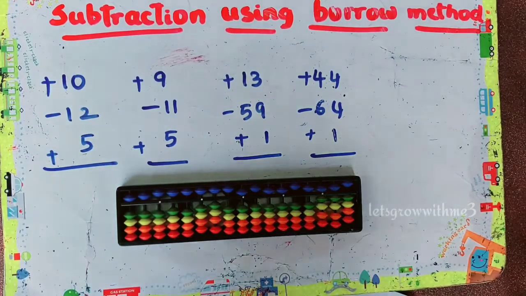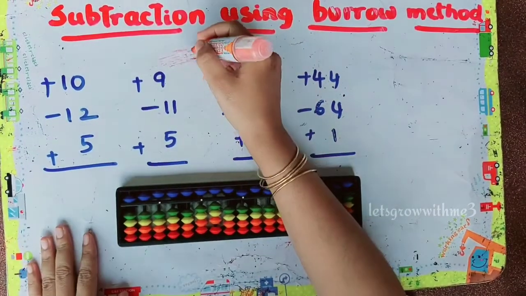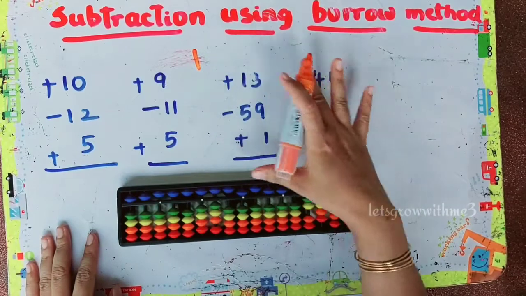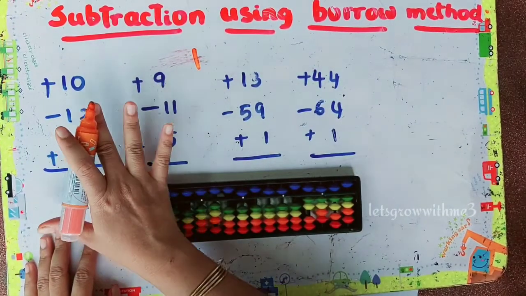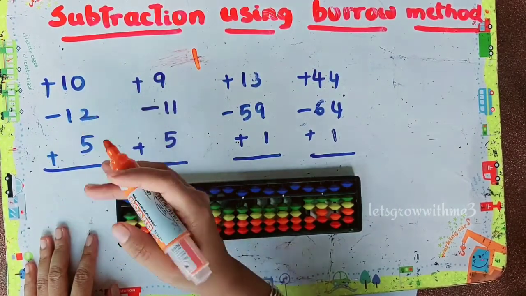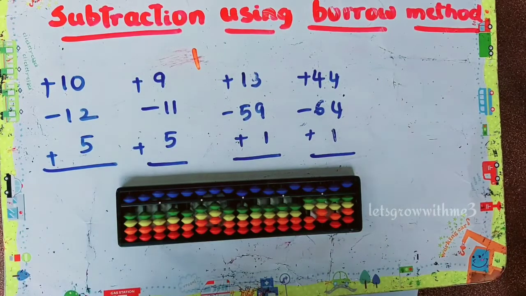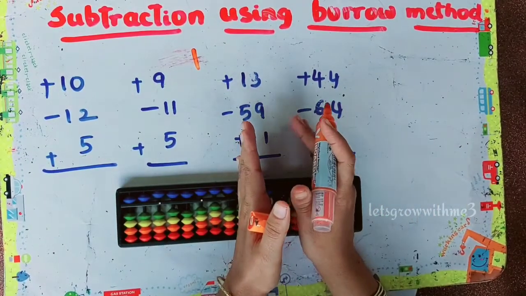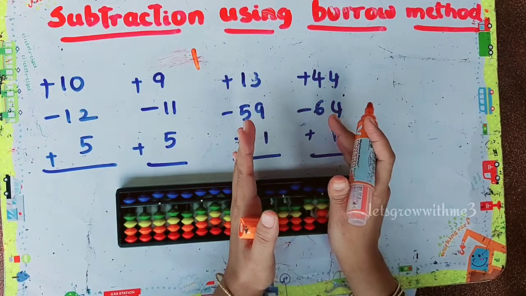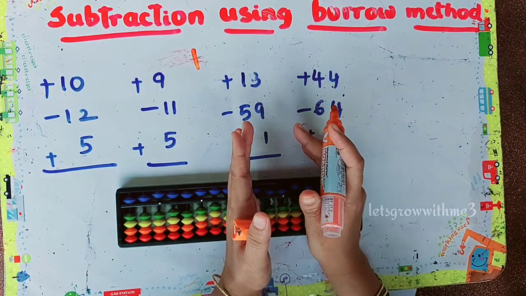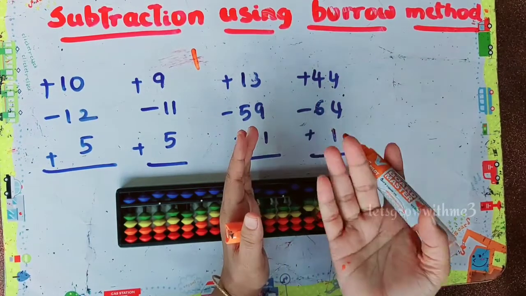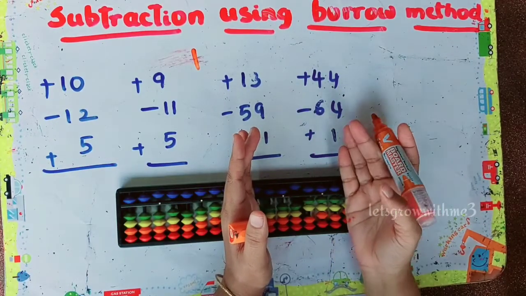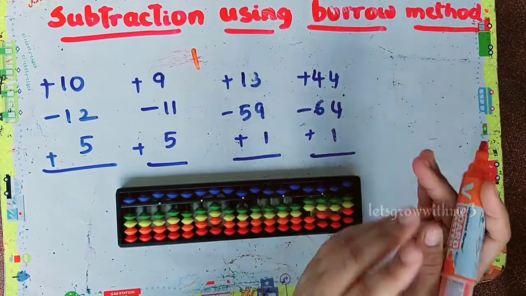Here we actually have two categories of problems. In one category we will take a borrow but we won't get a negative value as our answer. In the other, we take the borrow and our answer is in negative form. When will we get the negative value? If our minuend is positive, the answer is positive. If the minuend is negative, then the answer is negative. That's why I have taken the 4 problems under 2 categories.